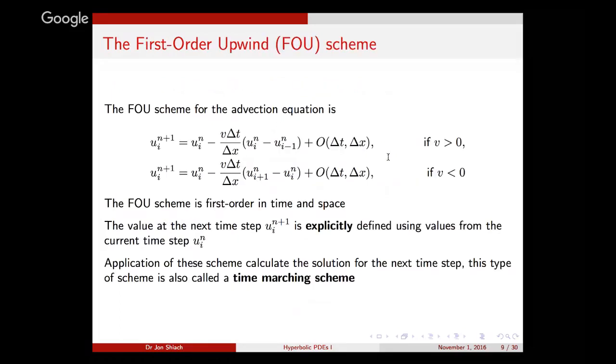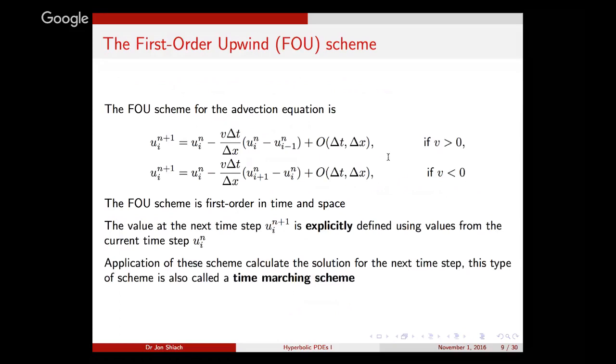Okay, so both of those schemes are what we know as a first order upwind. The reason it's called upwind, the upwind direction is the direction from where we expect the change to come from. Okay, so if velocity is positive, the upwind direction is from the left. If the velocity is negative, the upwind direction is from the right. Okay, so this is called first order upwind, or FOU. It's the simplest of all finite difference schemes for solving the advection equation.